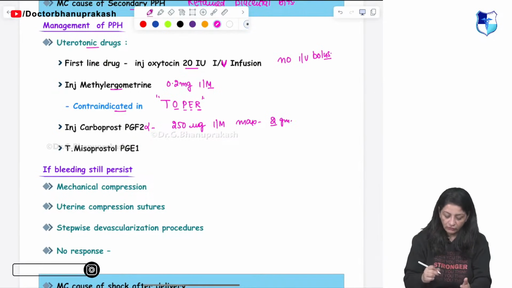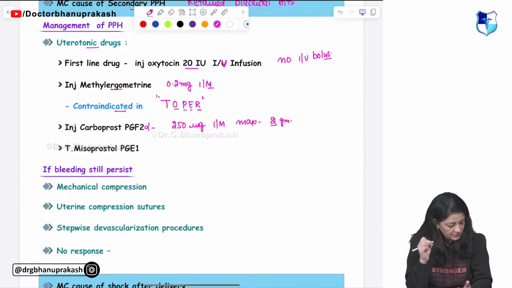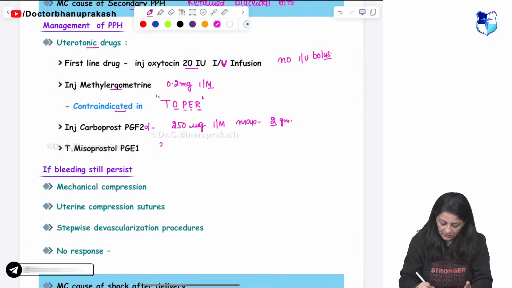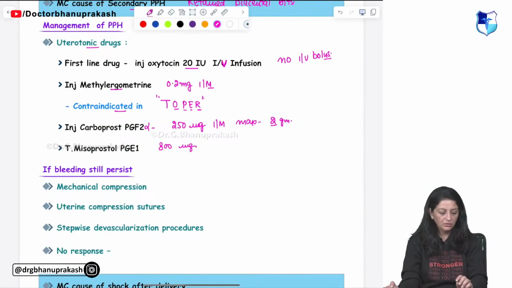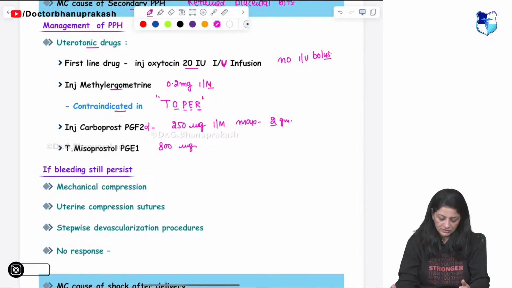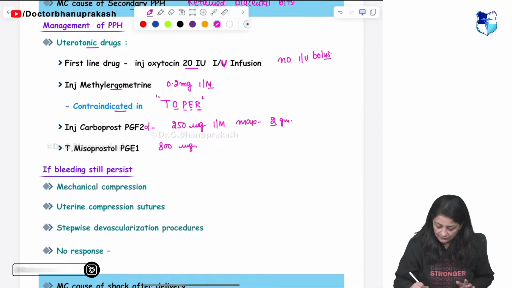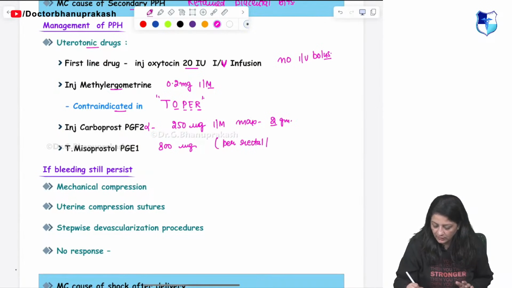Okay. Fourth drug is misoprostol, 800 microgram. So these are the 4 main uterotonic drugs: injection oxytocin, methylergometrine, carboprost and misoprostol. We can give misoprostol per rectal or orally.